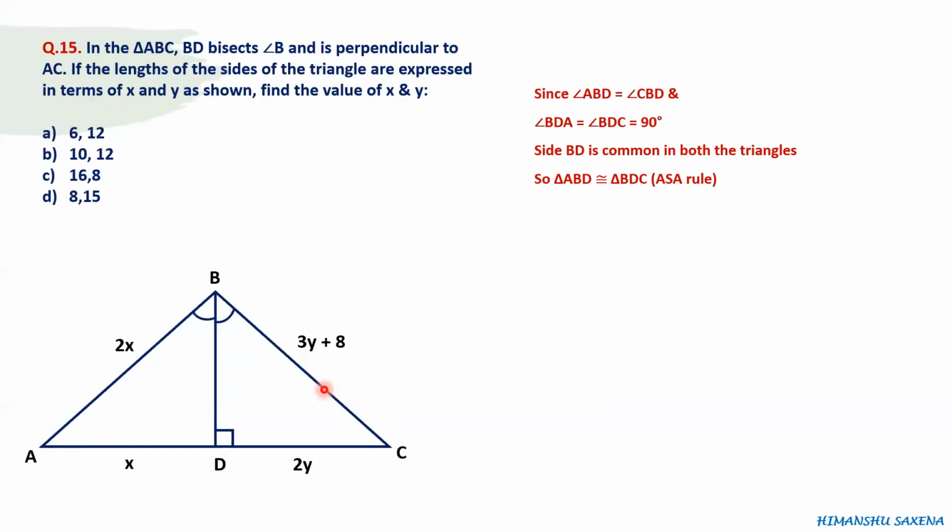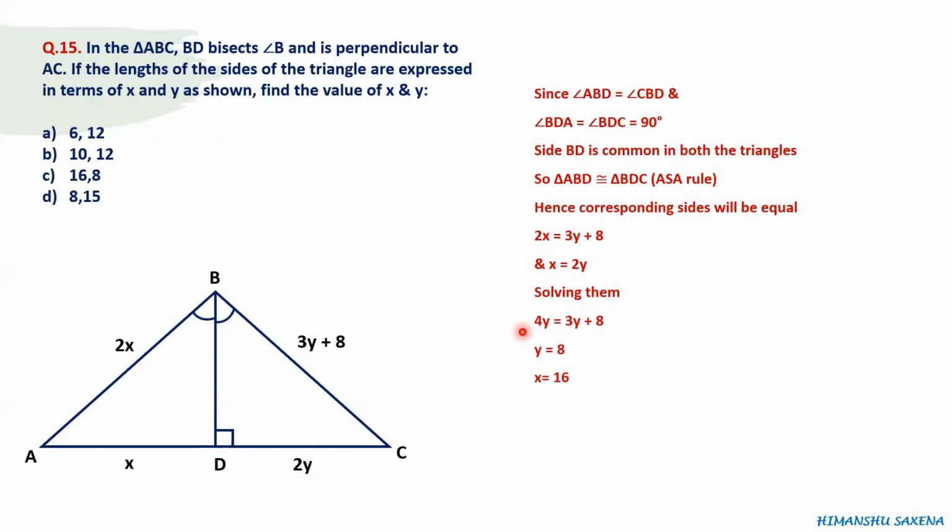The moment we have determined that two triangles are congruent, life is very easy, because in congruent triangles, corresponding sides are equal and corresponding angles are equal. So we can easily write that 2x is equal to 3y plus 8 and x is equal to 2y. If we solve these two equations, what answer do we get? We get y equal to 8 and x equal to 16. So our answer would be C, 16 and 8.